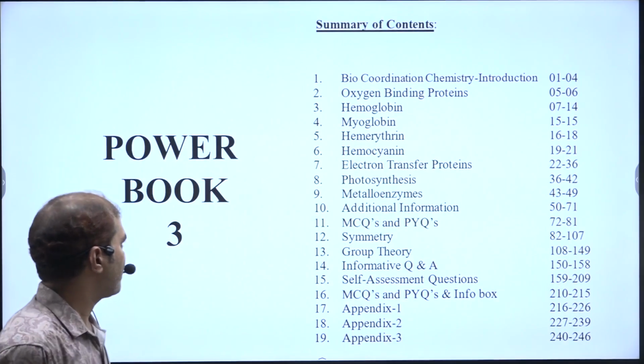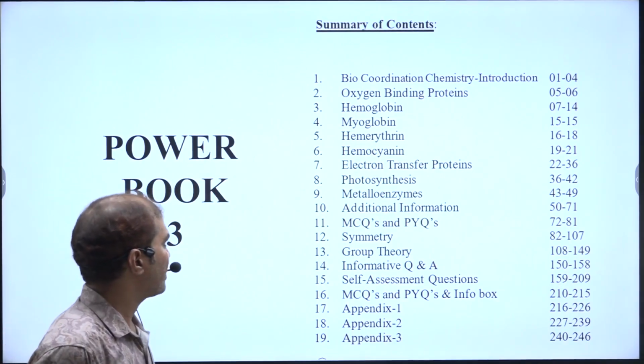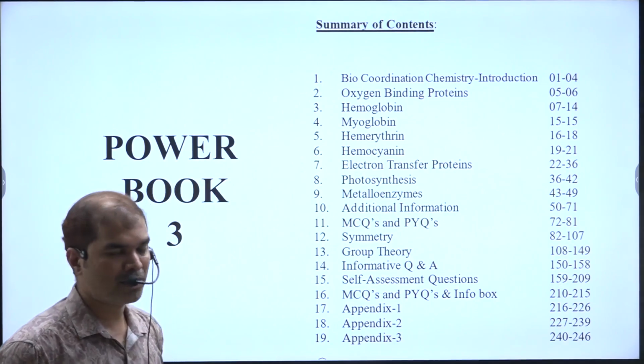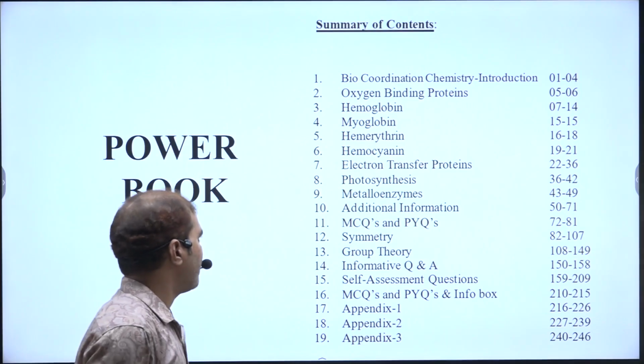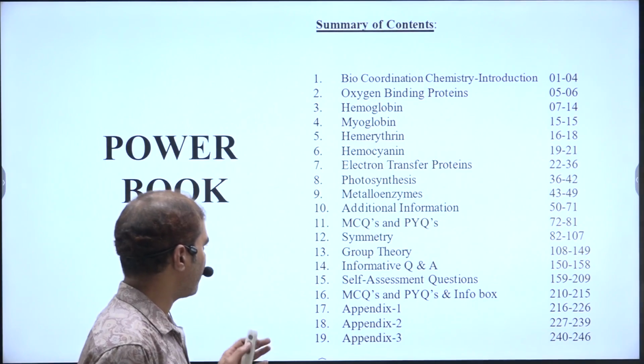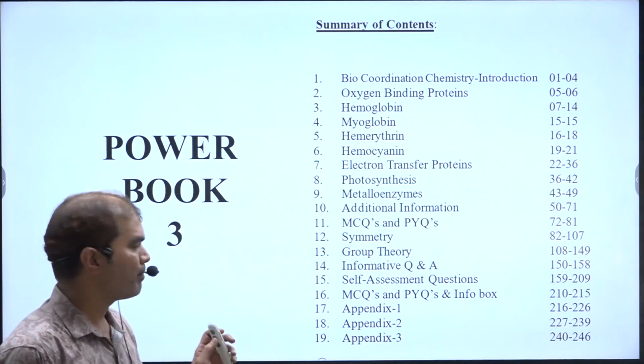Coming to the Power Book 3 or the third set of the book, here I have included two important topics, advanced level topics of CSIR and GATE. One is bioinorganic chemistry and the second one is symmetry. Third one is group theory. So altogether 3 different units have been clubbed in this book.